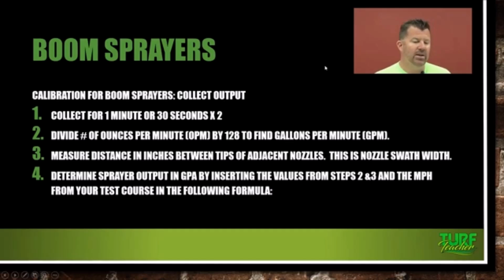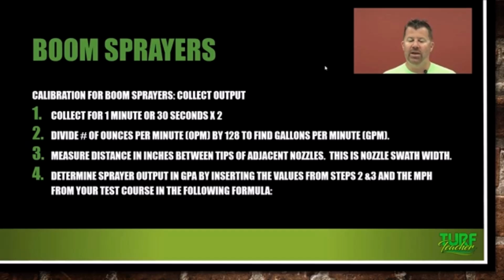So collect the output. We're going to collect for 1 minute or 30 seconds and multiply it by 2. Second step, we're going to divide the number of ounces per minute, or OPM, by 128 to find the gallons per minute, GPM. Measure the distance in inches between the tips of the adjacent nozzles. This is the nozzle swath width.